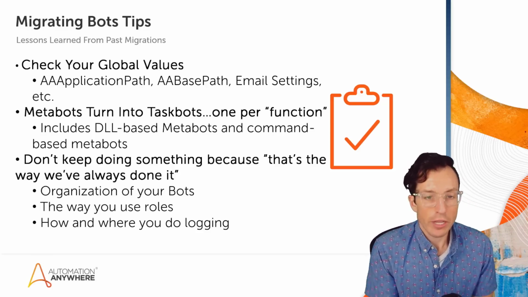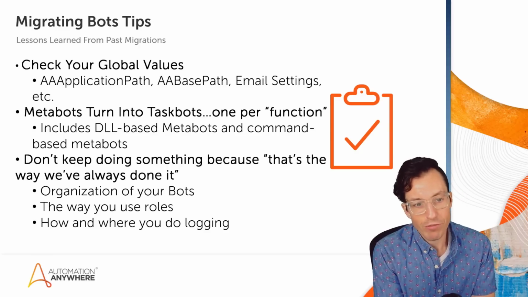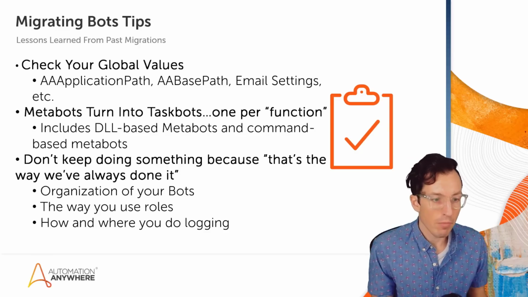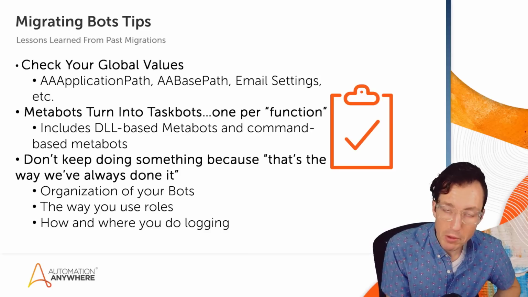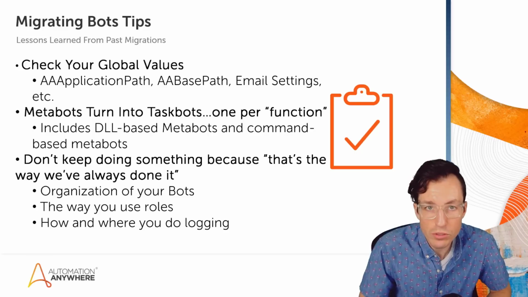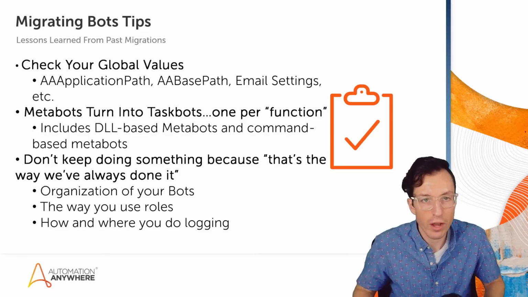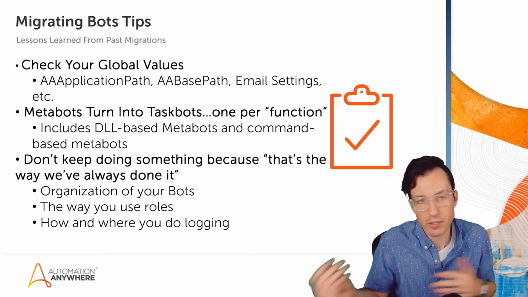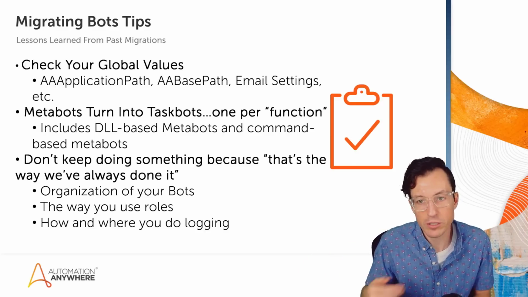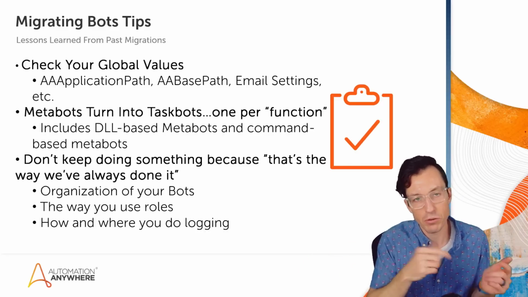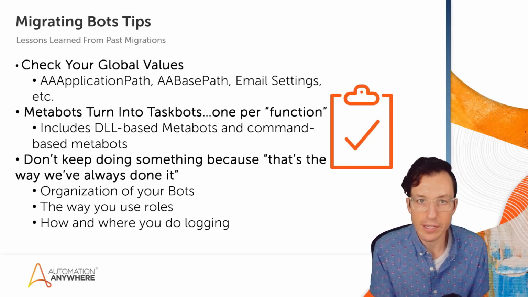Big one here, which is a sticking point for me. Don't keep doing something because that's the way we've always done it, right? And that can mean the way you organize your bots, the way that you use your roles. Maybe you haven't been really great about creating roles that are the least permissive, and you've just been giving out all kinds of permissions because, okay, that didn't work, so let me try something else, and I just added more, and okay, now it finally works, but I don't go back and revisit if those other permissions were actually needed or not. So use this as an opportunity to clean some things up.